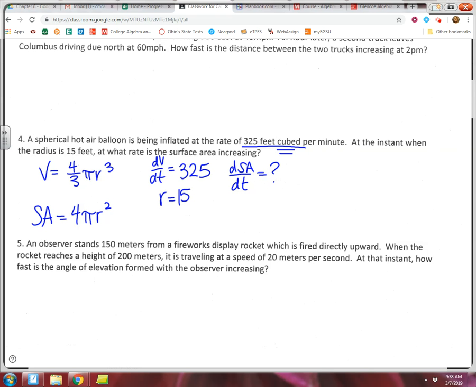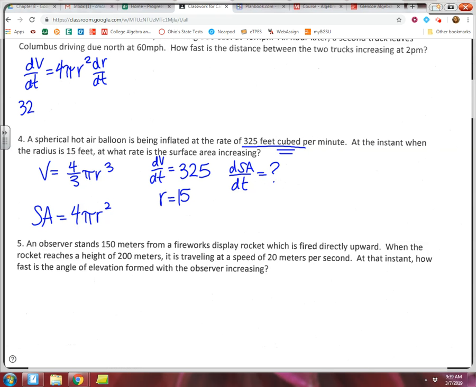Okay, do I have a dV dt to put in here? Yes. Do I have an r to put in here? And when I derive this equation, I'm also going to get a dr dt. So if I can solve for that dr dt, then I can do it here. Does that make sense? Okay, so let's derive that volume formula. I have dV dt equals 4 pi r squared dr dt. How's that? Now let's plug everything in that we know.